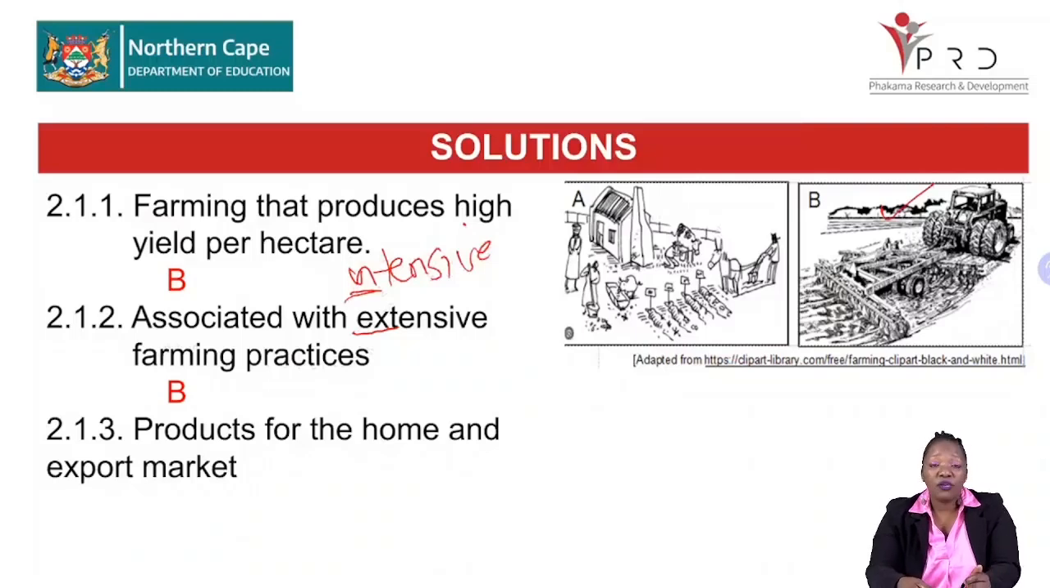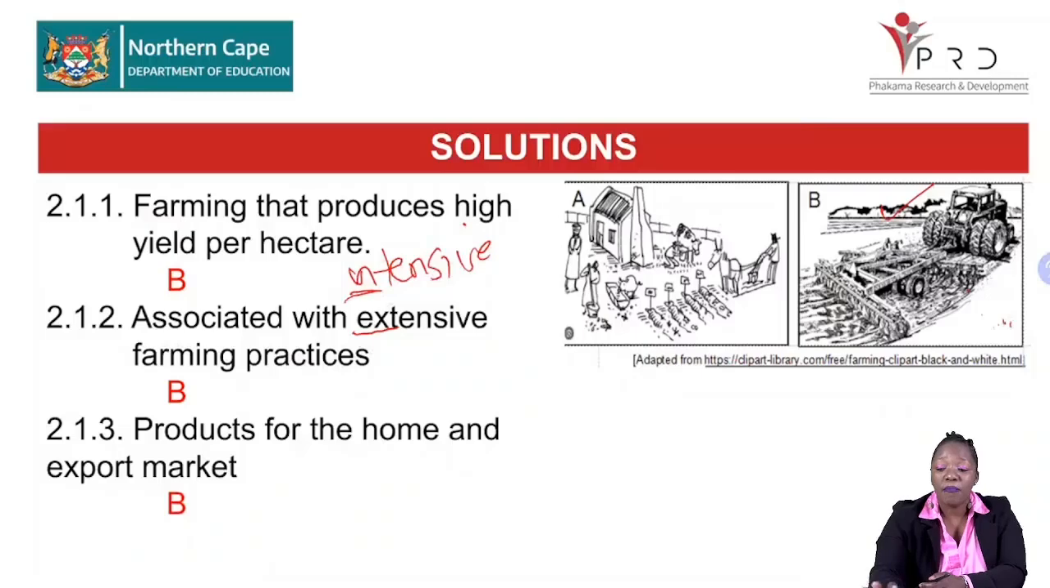Then we're looking at your third question. It says a product for the home and export market. Remember, we said at B, your commercial farming, they are strictly farming for the business. So they sell their product locally, as in a home market, and then after that, they are even able to export. Remember, export, we're talking about the goods that are being sent out of the country to other countries. So because these ones are strictly farming for the business, they are able to sell their products in the home market as well as in the export market.